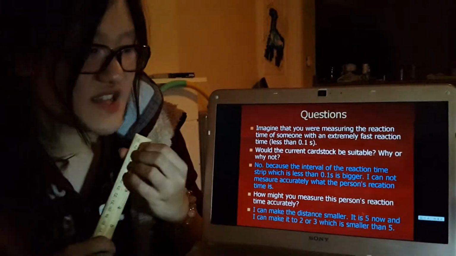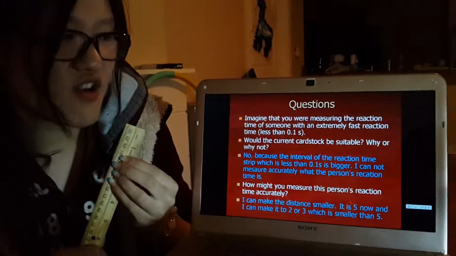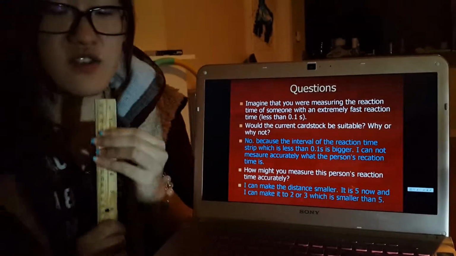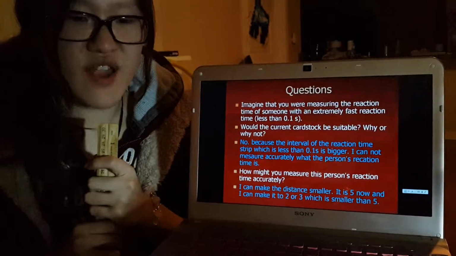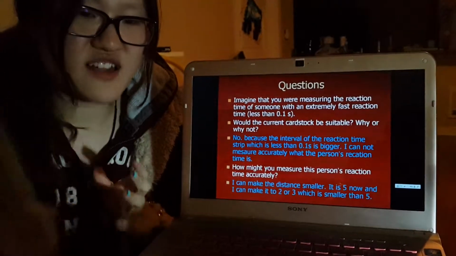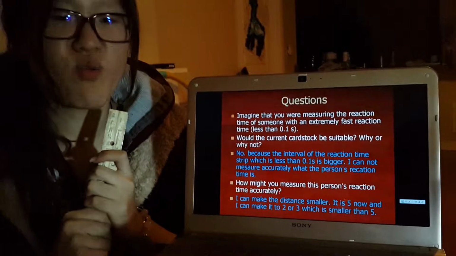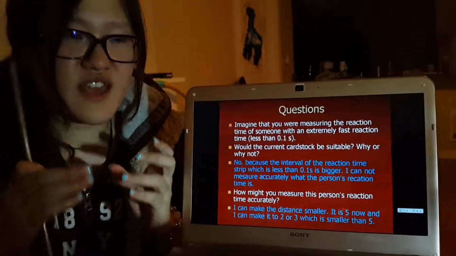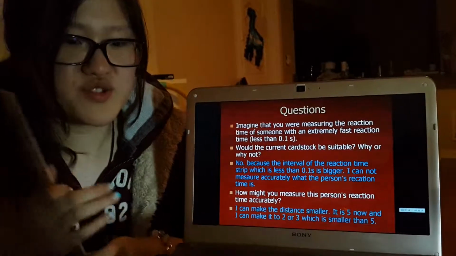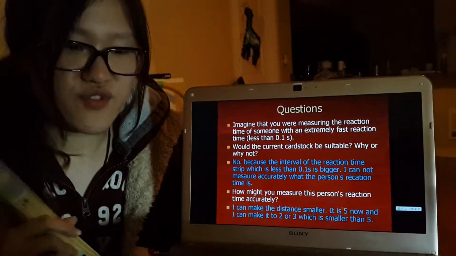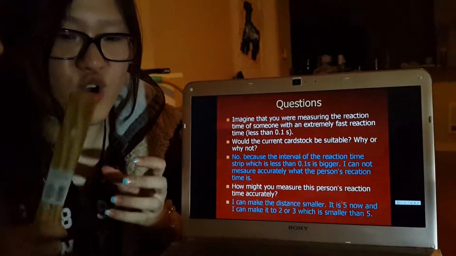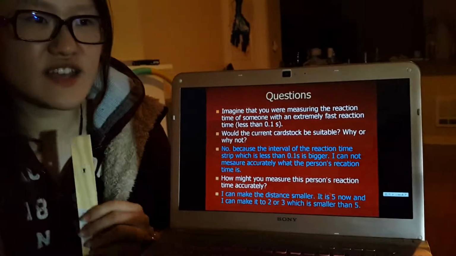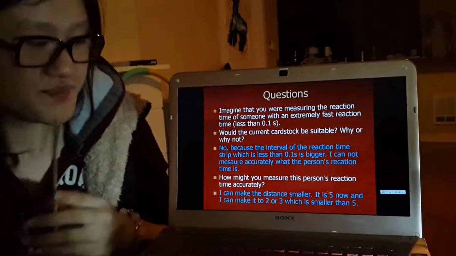The last question is about someone whose reaction time is extremely fast. I don't think the strip I use right now is suitable, because for someone whose reaction time is less than 0.1 second, the interval is big, like 32, 45, 55. The interval is 10. So I cannot calculate his reaction time accurately.